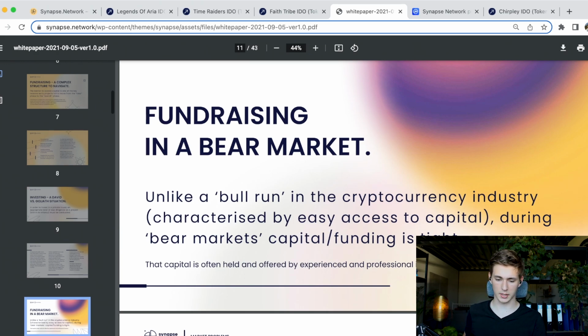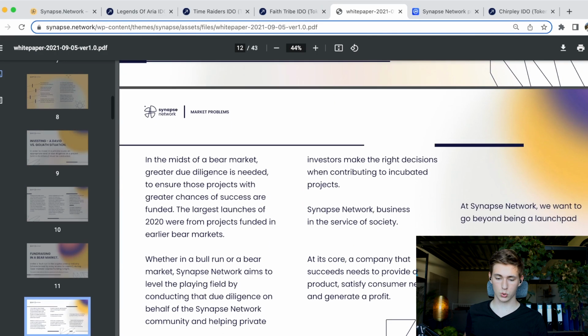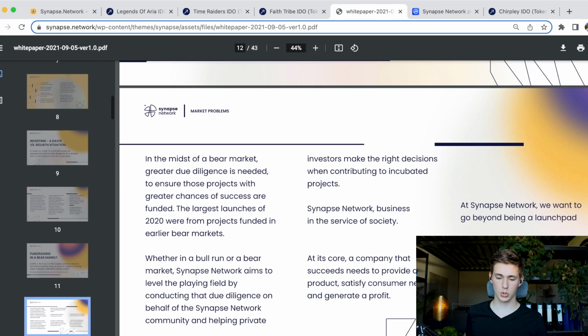Fundraising in a bear market. Unlike a bull run in the cryptocurrency industry, characterized by easy access to the capital, during bear markets, capital fundraising is tight. In the midst of a bear market, greater due diligence is needed to ensure those projects with greater chances of success are funded. Yeah, this is absolutely true, and I'm happy that they put some time into this.